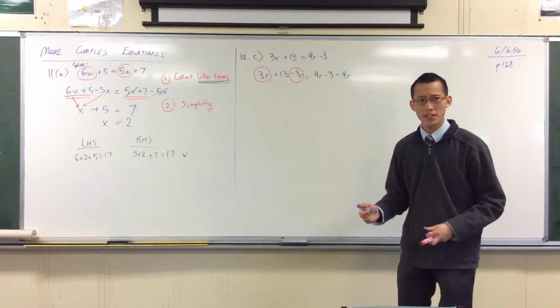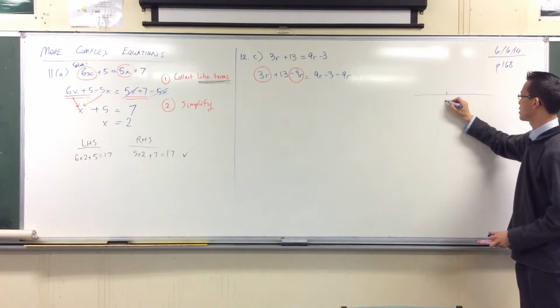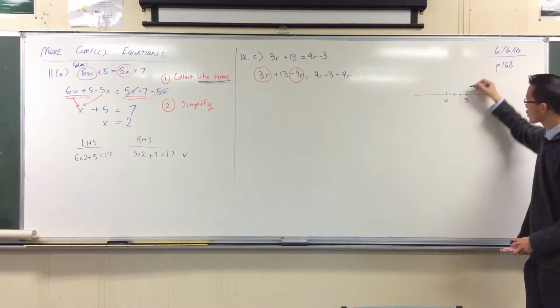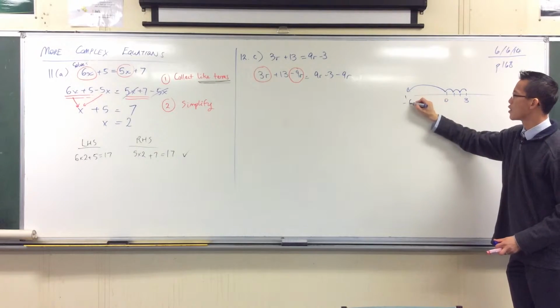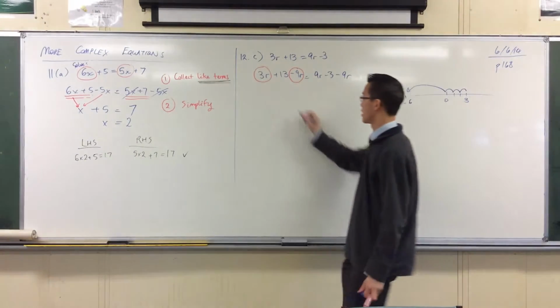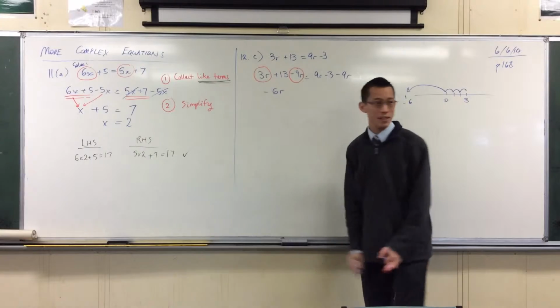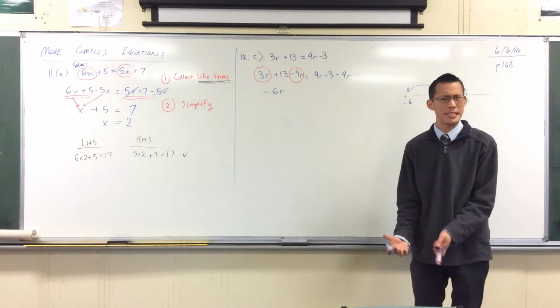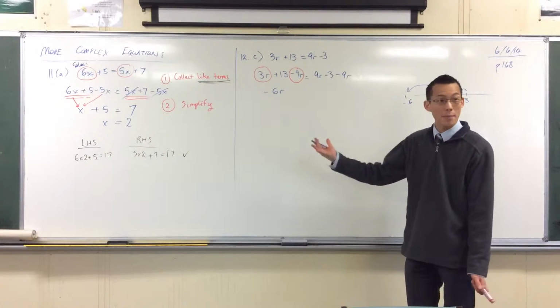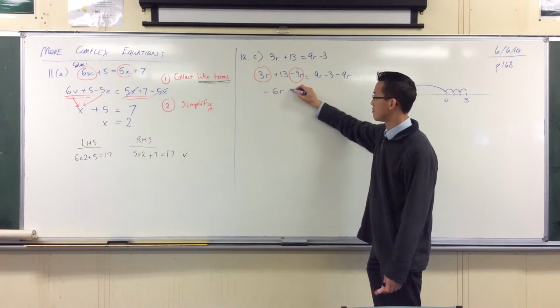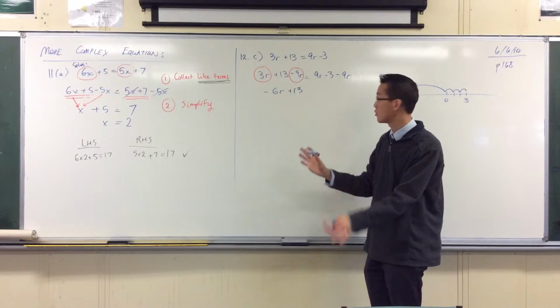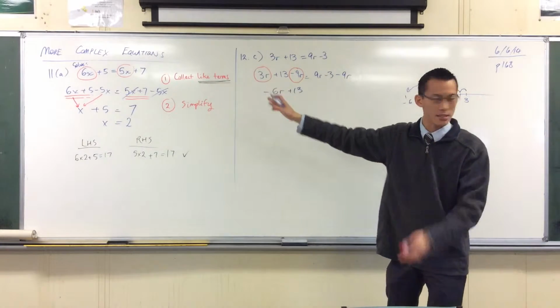Here's my number line, there's 0. Minus 9 is going to go way past 0, over to negative 6. So, there you go. That's how many r's I have on that side, which is slightly weird, but that's what happened. What happens to that plus 13? It just stays there. We haven't done anything to it. There are no terms to collect on that side.